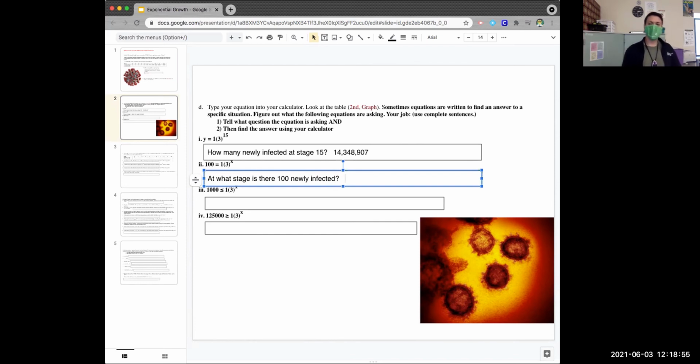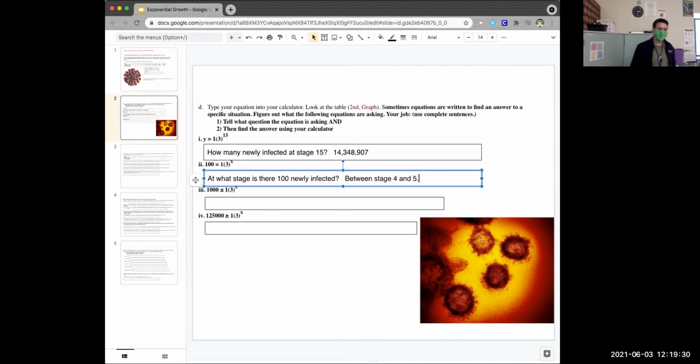So if you have a graphing calculator, you just look at the table. If you don't, you're going to have to look at maybe that table we made before. Let's see, looking at it, when do we have 100 newly infected? Oh, we don't. Stage 4 has 81 and stage 5 has 243. So that means it happens sometime in between stage 4 and 5. That's what you would write. It's between stage 4 and 5.